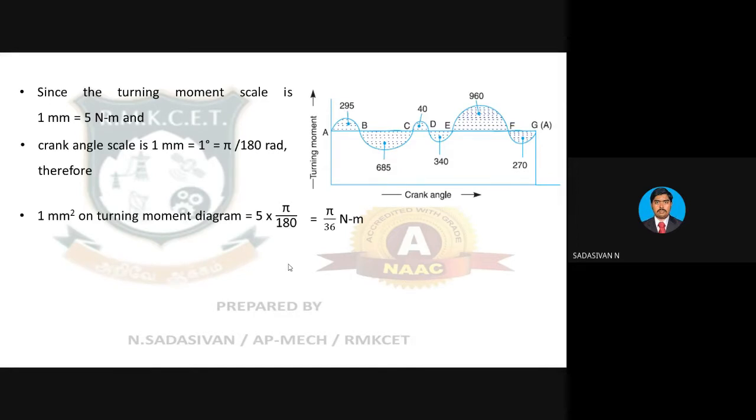Let us put it like this. Now this shaded portion is going to have some area, right? 295 millimeter square. So what is the answer? What is the effective area? What does it tell you? It has pi by 36 into 295 amount of energy stored within it. Do you understand that? So similarly, this much energy is getting reduced from the system. Again, this much energy is added to the system. Again, this much energy is reduced from the system.